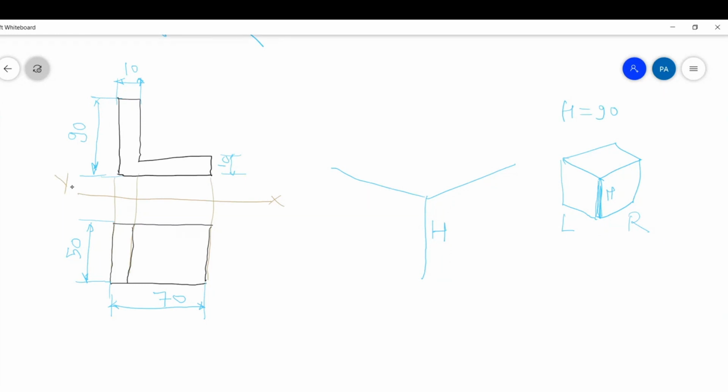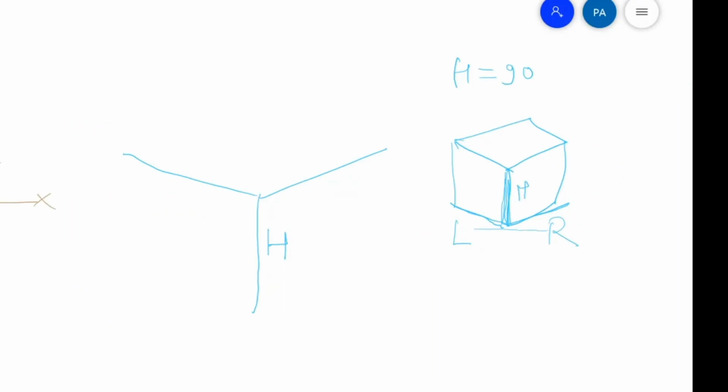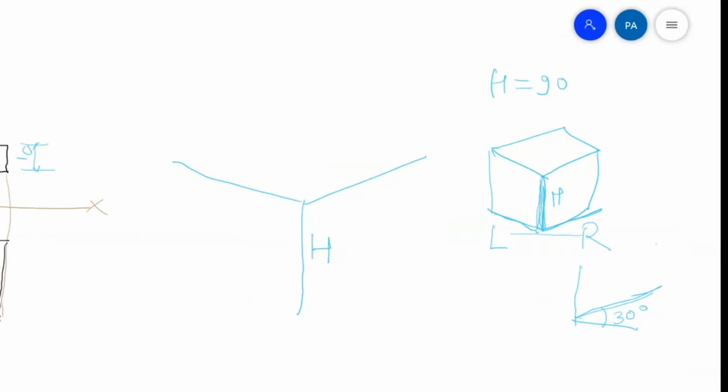Now when I draw this vertical line, I will draw this line and I will draw this line. So I have drawn one line to the right side and one line to the left side. Now when I draw this, it is not horizontal. It is drawn at some angle. This is the vertical line and then this line is drawn at some angle. And what is that angle? That angle is taken as 30 degree. And here also this line is drawn at 30 degree.